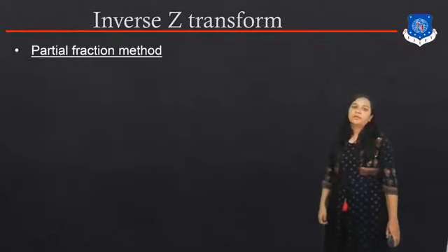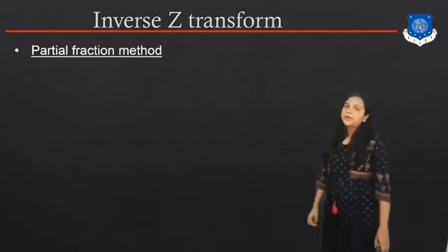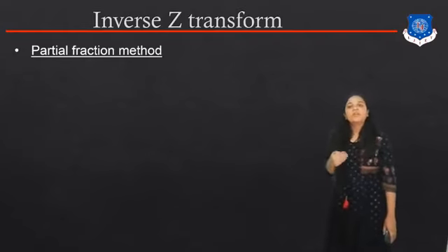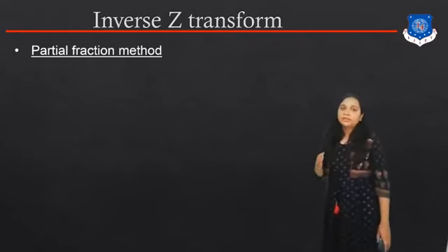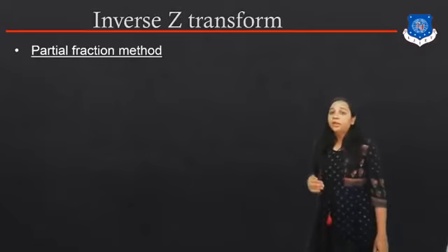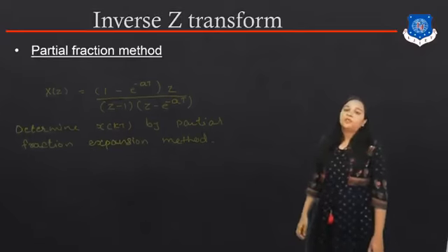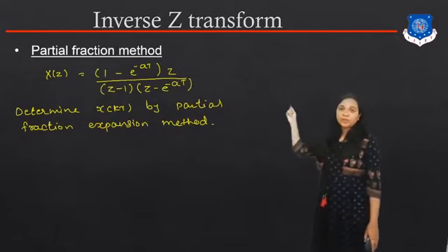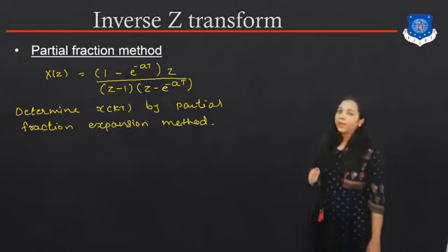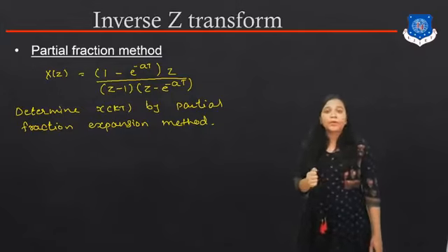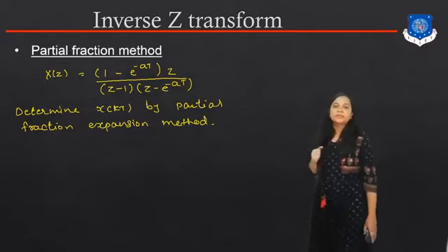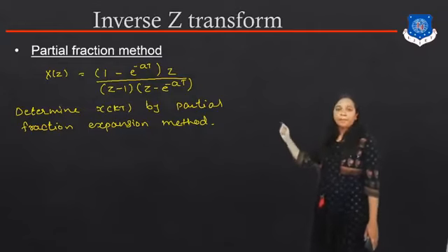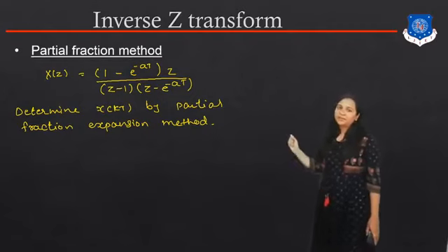The next method is the partial fraction method. As we know, in the partial fraction, we will find the values of A, B, and C, and then we have to find the inverse z transform value. For that, the equation is given: x of z is equal to (1 minus e raised to minus aT) upon (z minus 1)(z minus e raised to minus aT). Determine x of kT by the partial fraction expansion method.